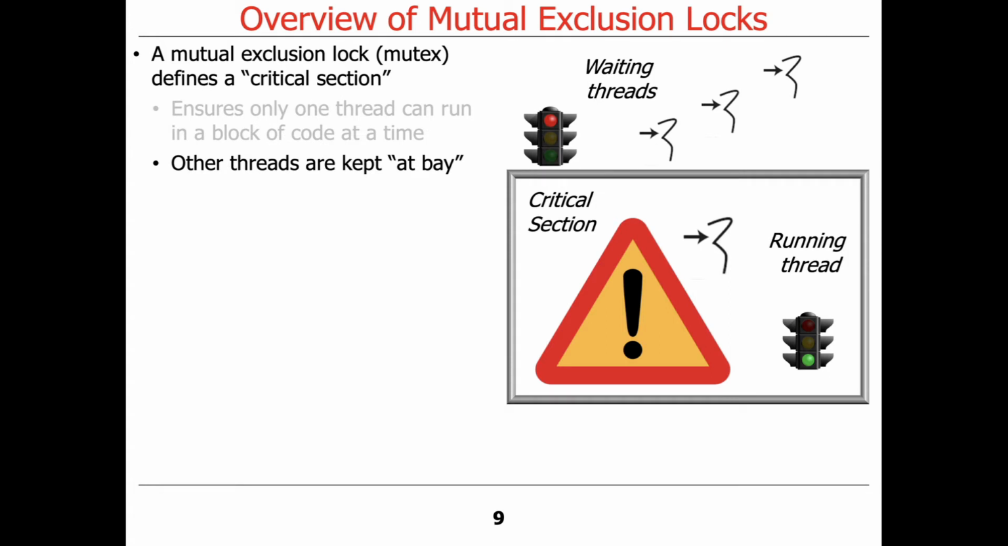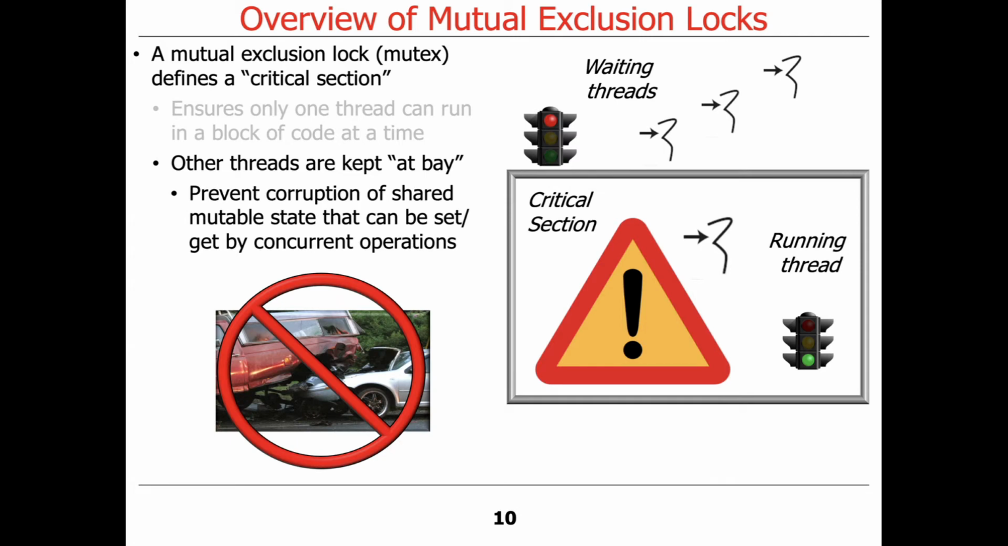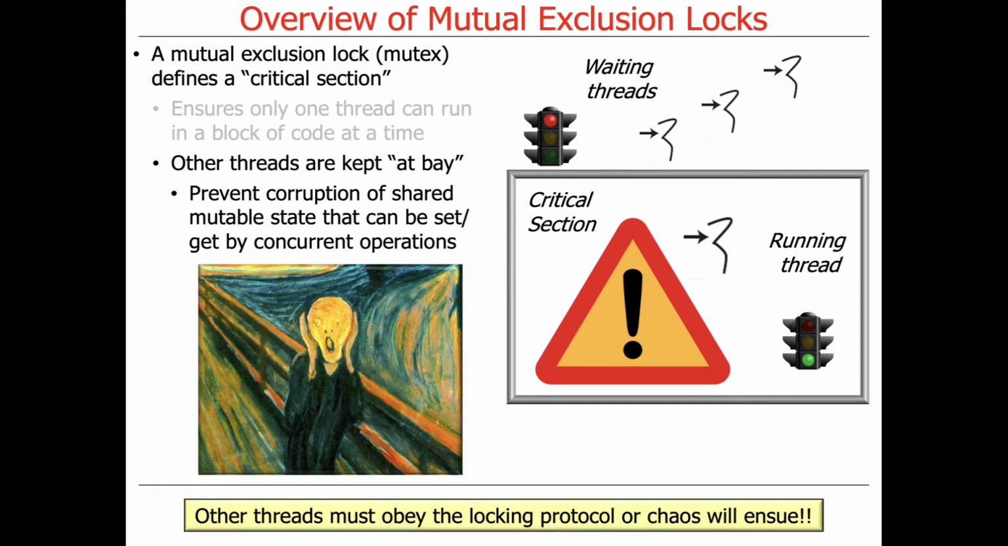While the thread that owns the lock is running in the critical section, any other threads that want to get into the critical section are kept at bay because they also have to follow the protocol and they have to try to acquire the lock. And the whole point of this is to prevent corruption of shared mutable state that could otherwise be set and get by concurrent operations. Remember, we don't want to have these race conditions that occur when multiple threads are trying to occupy the same memory space at the same time, where chaos and insanity and large legal bills are racked up when you do things like that.